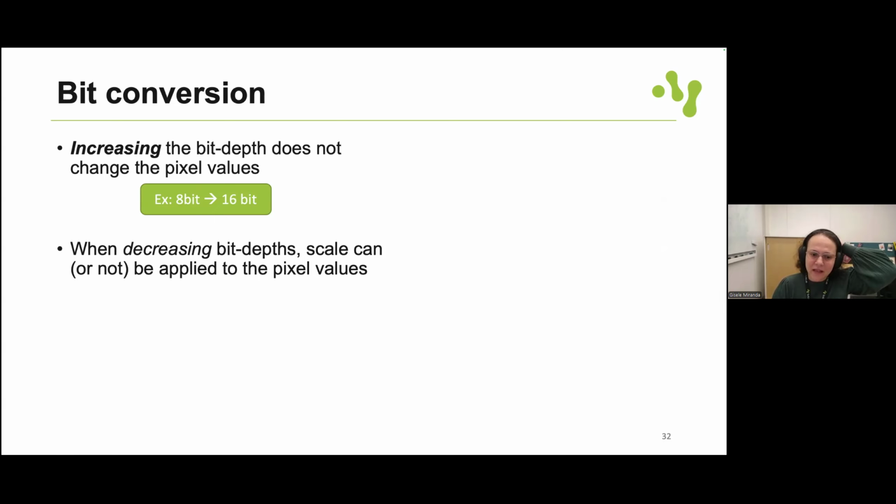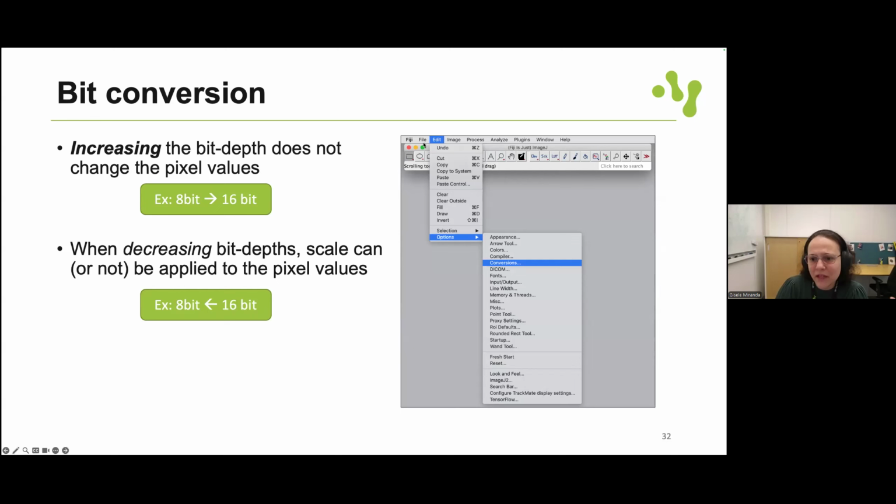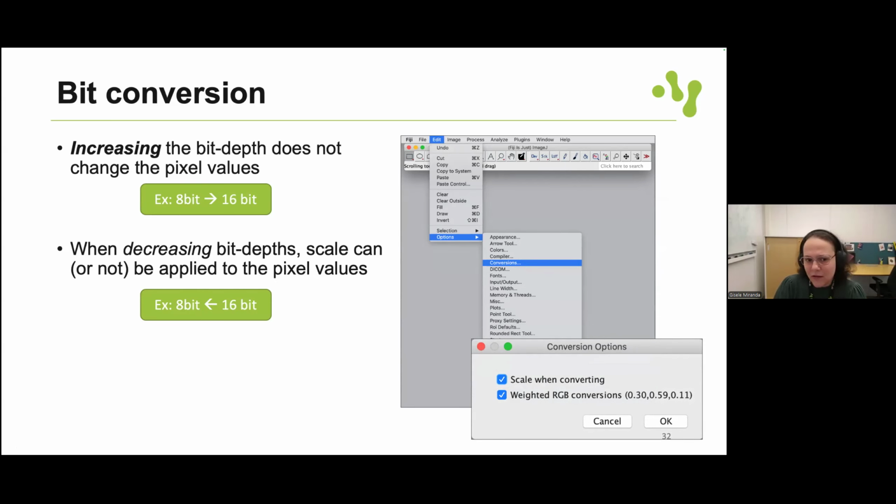But when decreasing, if you have a microscope image that is 16 bits and you want to decrease to 8-bit, then you can apply scale or not. But here you're also losing information. So in Fiji, you can control that in the edit menu with the conversions item. So the take-home message here is to be careful with these conversions. So take care when converting or changing the bit depth.